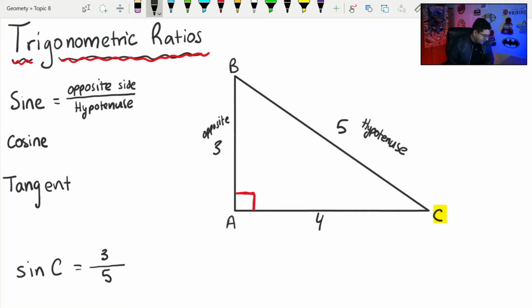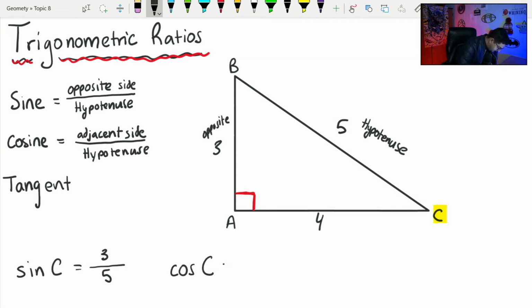Now let's talk about cosine. What is the cosine of an angle? In order to find the cosine, we take the adjacent side and we divide it by the hypotenuse. We abbreviate cosine as COS of angle C.